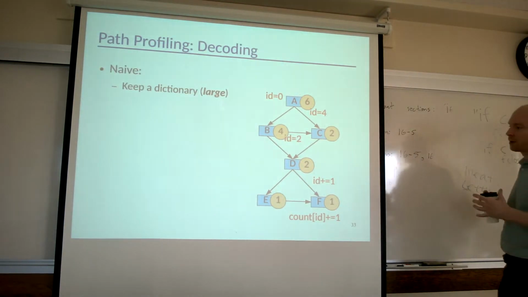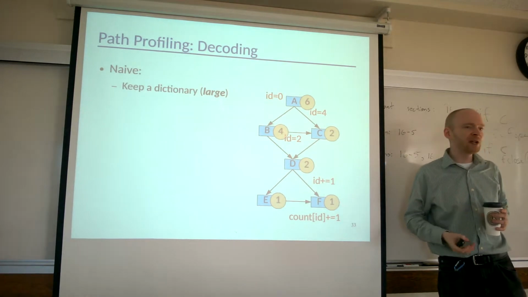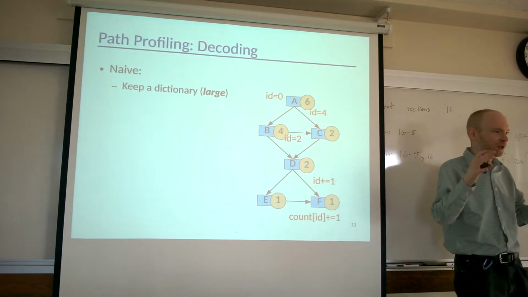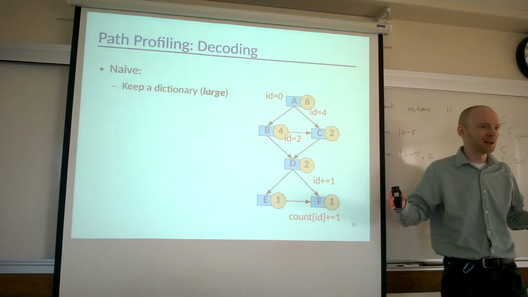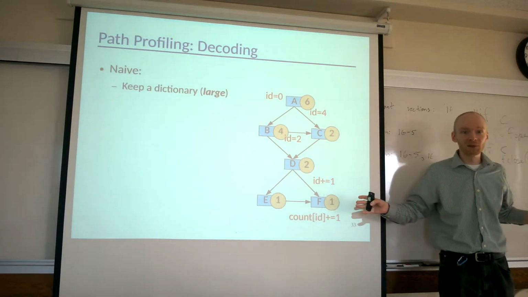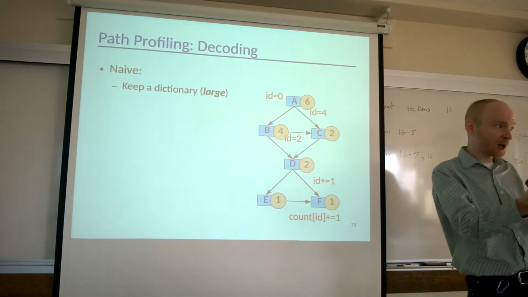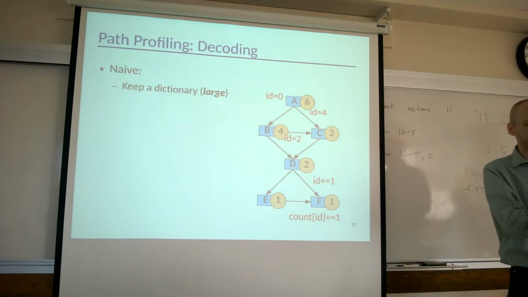So how are we going to decode this? Now we have these IDs, and we know that path 3 executed 50 times, right? What executed 50 times? We probably want to be able to move backward from this ID, this encoding, to the actual path.